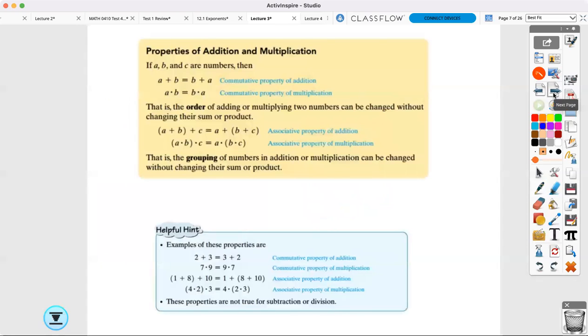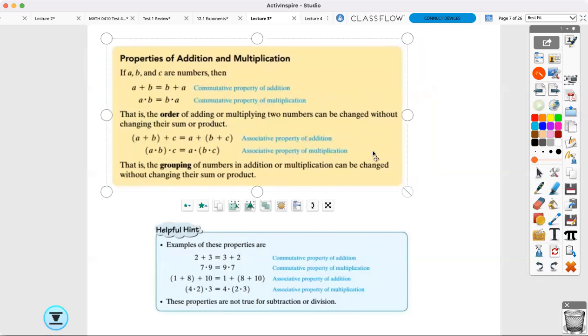Now, these are properties of addition and multiplication. I'm gonna give you guys about 5 minutes to write these down real quick into your notebook.